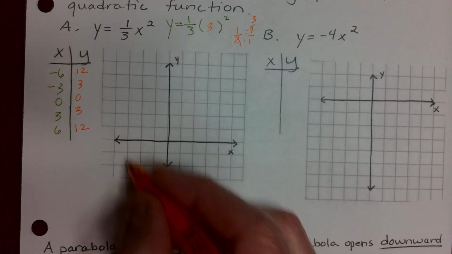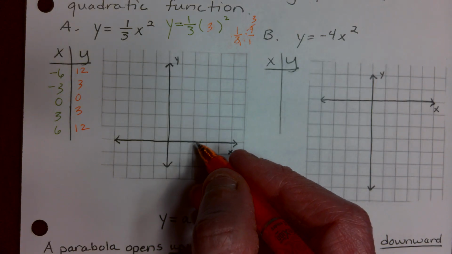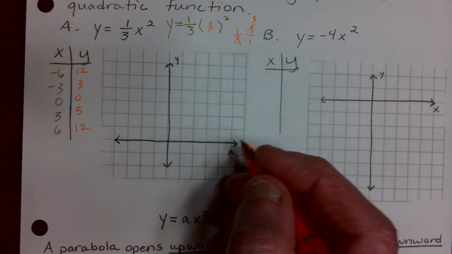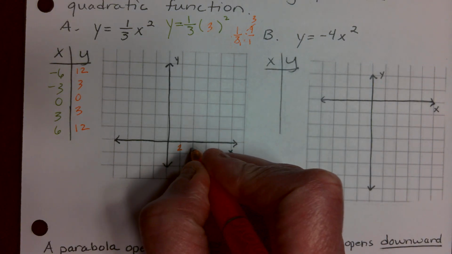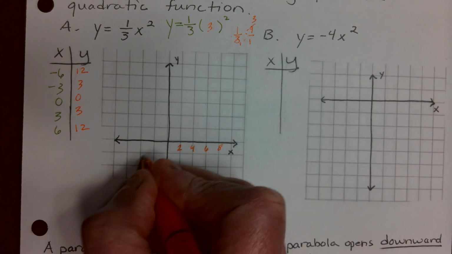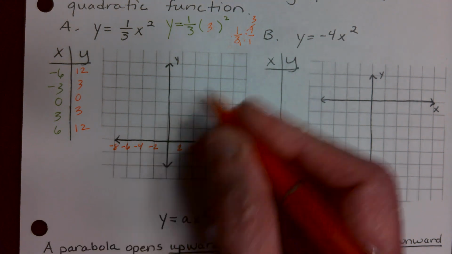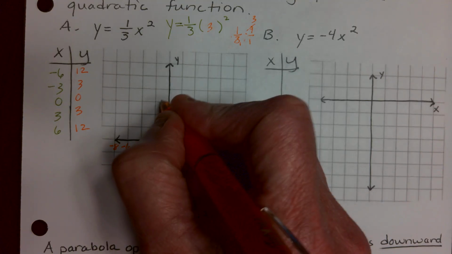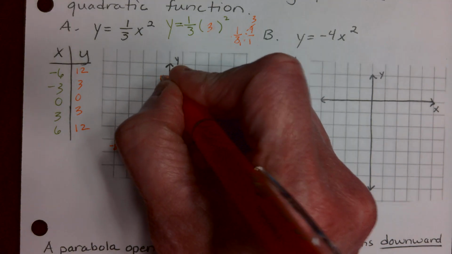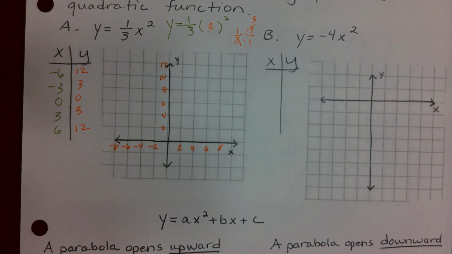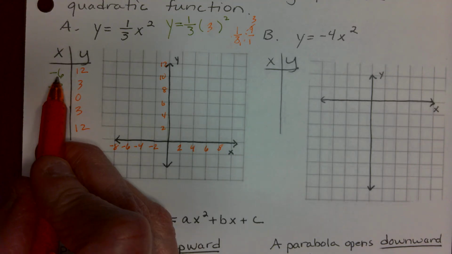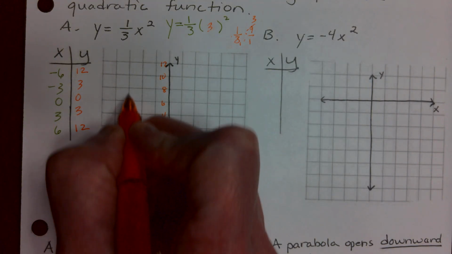Plot them, but I can't go by ones. No way, no how. So I am going to go by twos. So 2, 4, 6, 8. -2, -4, -6, -8, 2, 4, 6, 8, 10, and 12. I think that's going to work. -6, 12, so go over -6, up 12.